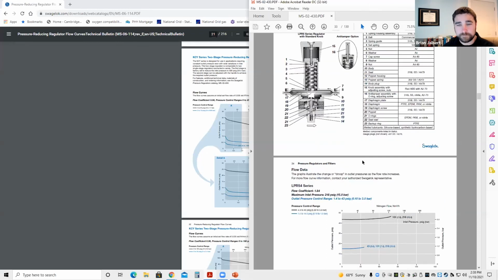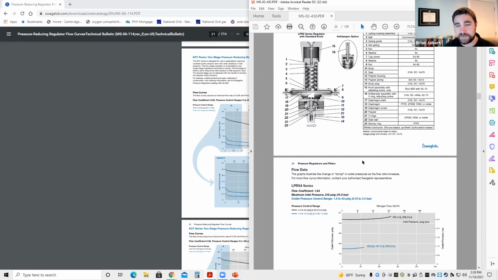What about a metal seat versus soft seat? Really it depends on your chemical compatibility, which is the most common reason. Soft seats are generally used for softer applications, I mean, lower pressure applications, where a hard seat would be for a high pressure or a chemically inert application.